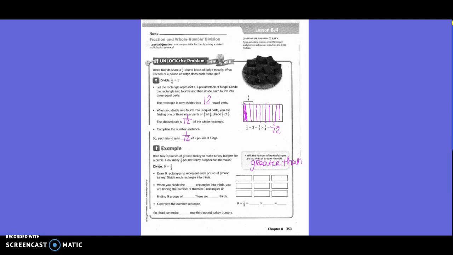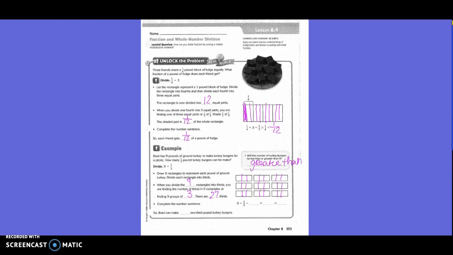So they already have their 9 rectangles, and then we need to make each rectangle into what? Thirds. When you divide the 9 rectangles into thirds, you are finding the number of thirds in 9 rectangles. We're finding 9 groups of 3. And then how many thirds are there? 27 thirds. Complete the number sentence.